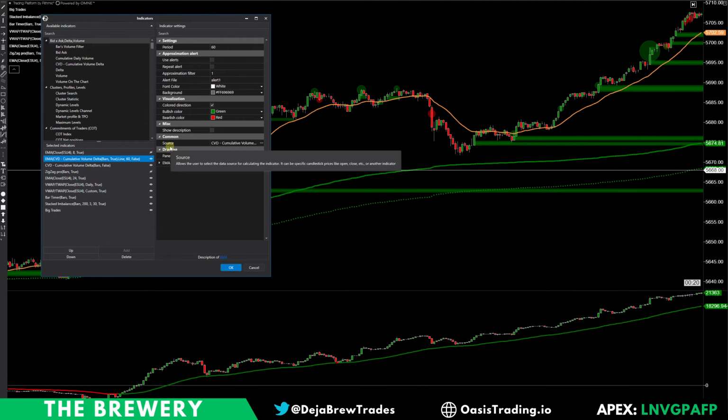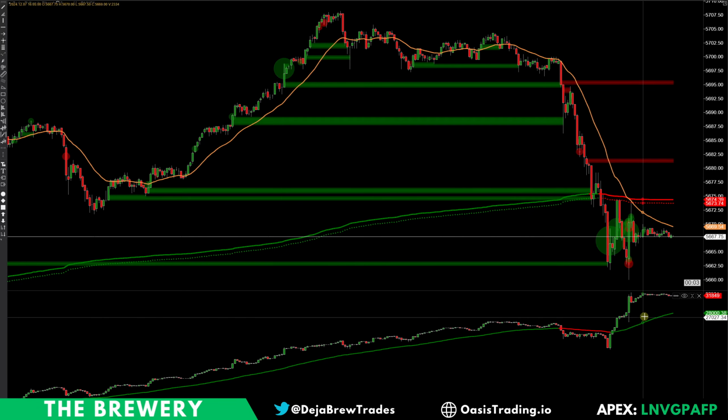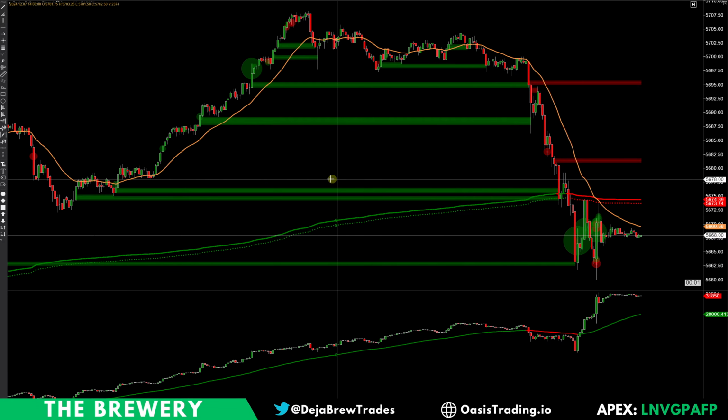If you go to source, you want to tie it into the delta as your source. And then you want to put it on the same panel as your delta indicator so that it looks like this. So that moving average is on the delta chart and not on the price chart.